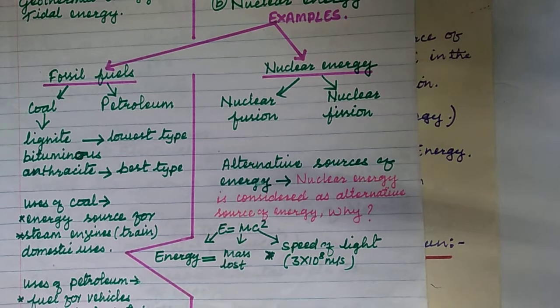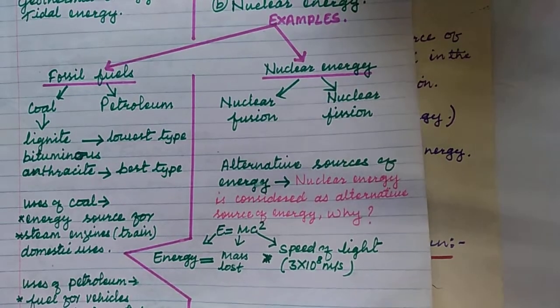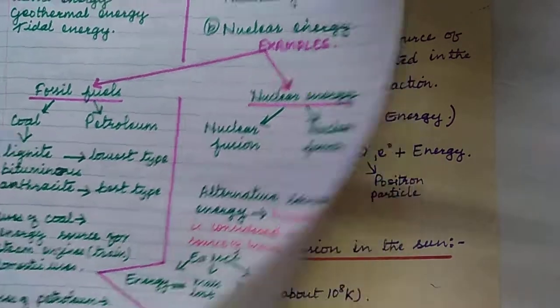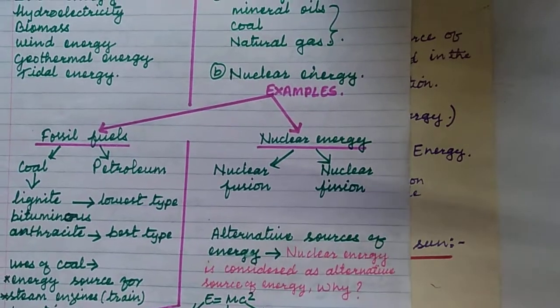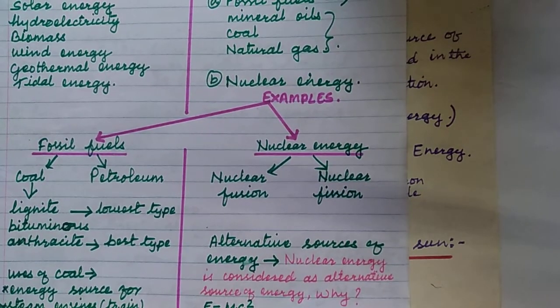The energy produced in a nuclear reaction can be calculated by using the formula E = mc², which is the energy-mass equation, and we are going to see this in detail in the next part. So with this we finish the classification of energy, the first part of the chapter.